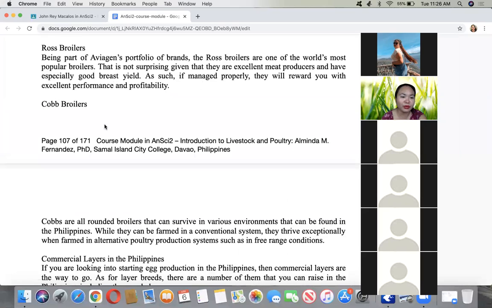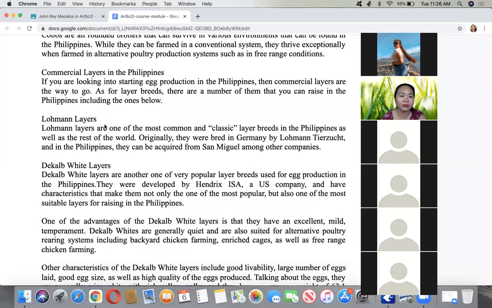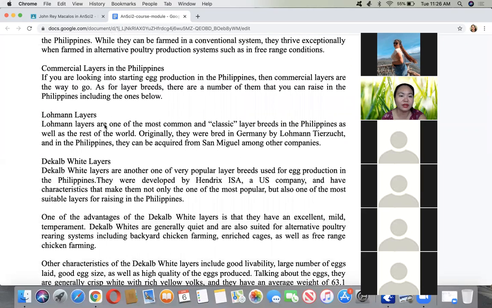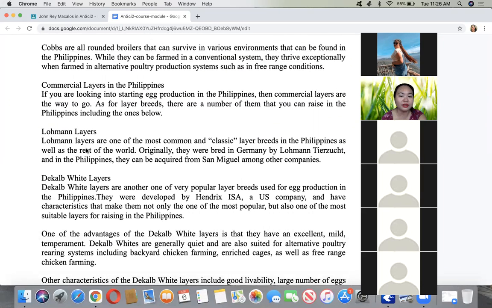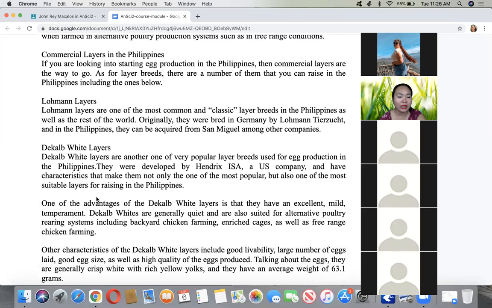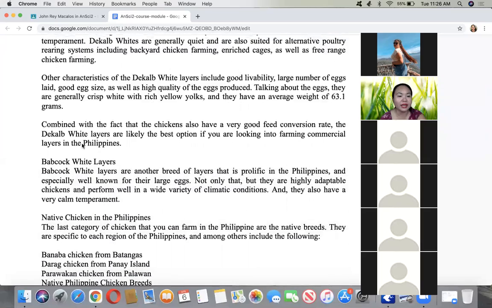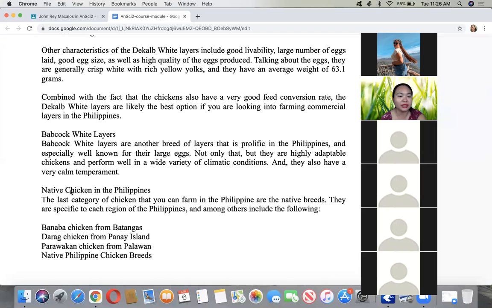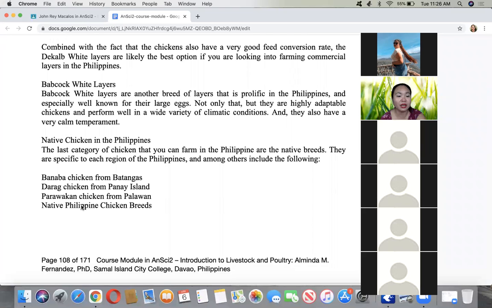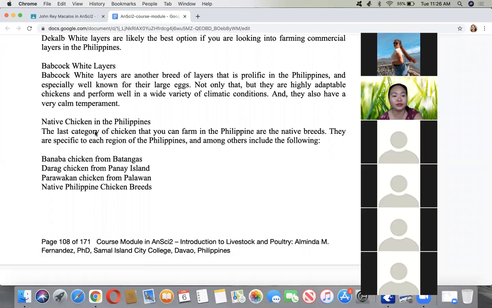So aside from the broilers earlier, among the commercial layers in the Philippines, we have the Lowman layers, the classic one, and the Cobb White layers, which are from a US company and very popular in the Philippines. And we also have the Bobcat White layers, which are very prolific. But we also have a lot of native chicken in the Philippines, which is the one that we're going to talk about.